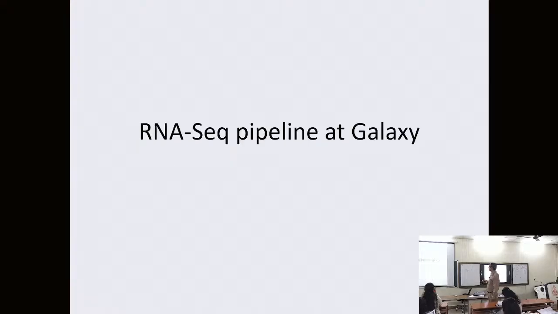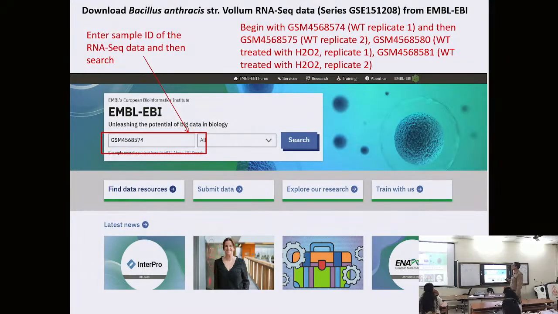I will skip this actually, and quickly in 2-3 minutes, I will show you the RNA-seq pipeline that you can implement at Galaxy. This was provided to me by my PhD student Ahmad. We should thank him for providing these slides. This is an experiment done with Bacillus anthracis strain, and RNA-seq data were collected when this strain was subjected to oxidative stress, hydrogen peroxide stress. So, to understand the RNA-seq pipeline, we got the samples for wild type.